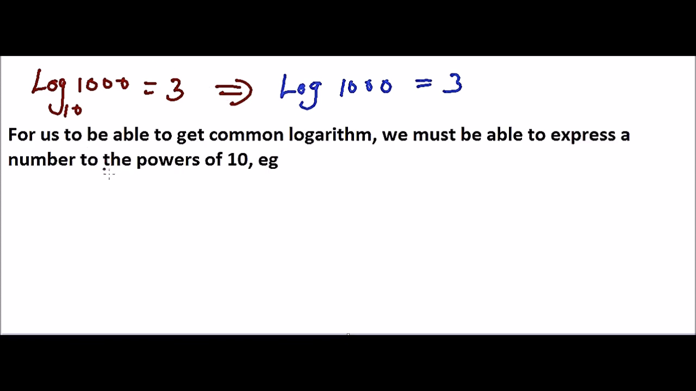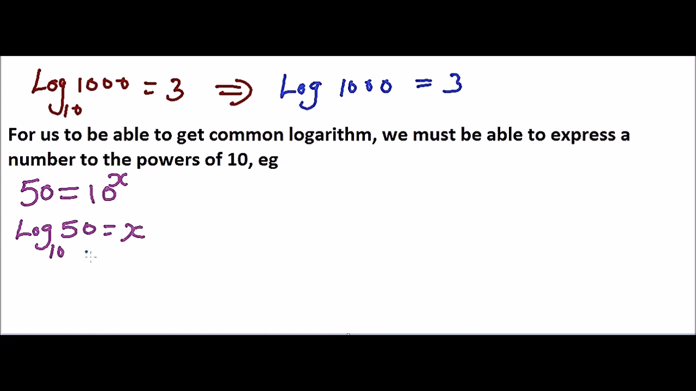For us to be able to get the common logarithm, we must be able to express a number to the powers of 10. For example, suppose we want to get the logarithm of 50. We should be able to write 50 to the powers of 10. So let's assume 50 is equal to 10 to power x. Now the logarithm of 50 to base 10 is equal to x, as we have seen in our earlier lessons.